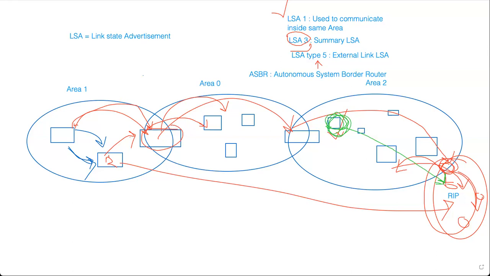Can you tell what is the LSA that this router uses to talk to the ASBR? As both are different protocols, is it LSA type 5? Correct. This uses LSA type 5. The LSA type 5 will be used to communicate from this to this.